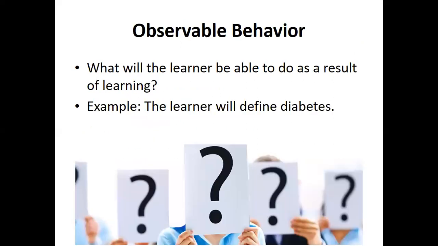Keeping in mind, what is the observable behavior? What will the learner be able to do as a result of learning? Example: the learner will be able to diagnose diabetes.